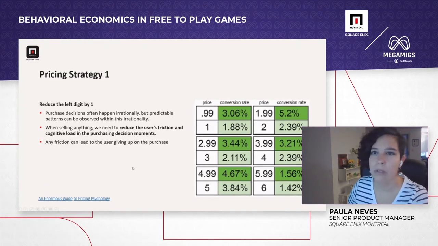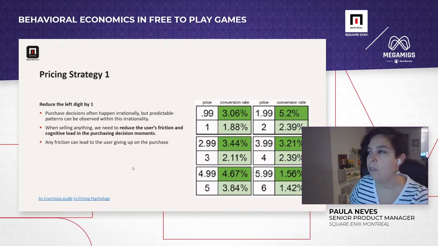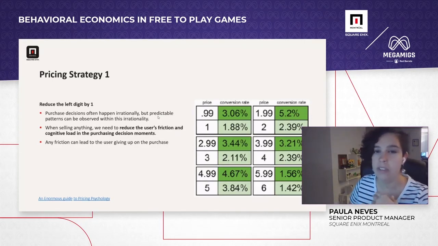It's a very simple, well-known tactic, right? Purchase decisions, like I said, often happen irrationally, but predictable patterns can be observed within this irrationality. One of the things that's consistently observed is that when you reduce the left digit by 1, the user's friction and cognitive load in purchasing will diminish, right? The more friction you have at the time of purchase, the less likely it'll be for someone finishing that purchase. So you want to reduce all the friction.